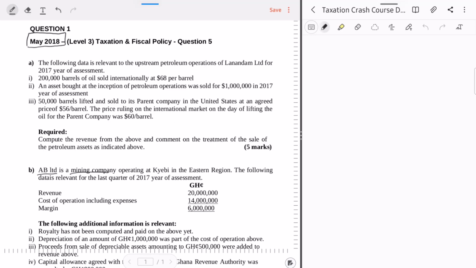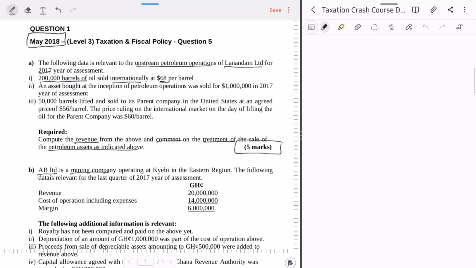Good. It says the following data is relevant to the upstream petroleum operations of Lanandam Limited for 2017. Required: compute the revenue from the above and comment on the treatment of the sale of petroleum assets as indicated above, 5 marks. So they said 200,000 barrels of oil sold internationally at $68 per barrel. Can we agree that this is the market value? Remember we said this should be the section 31 arm's length price. Do you remember? So if that is the price on the market, then we use that. So 200,000 barrels of oil sold at $68 per barrel. That's what we use.